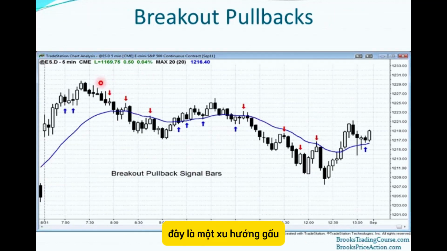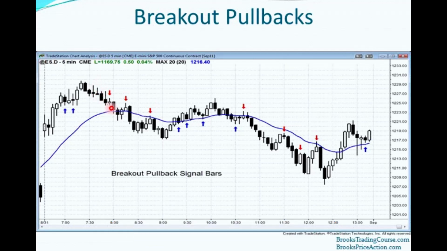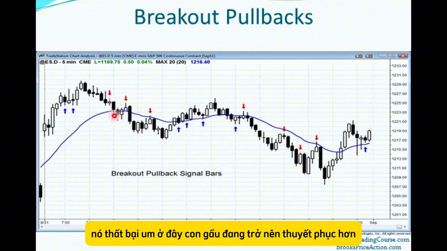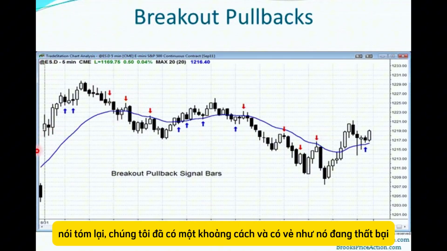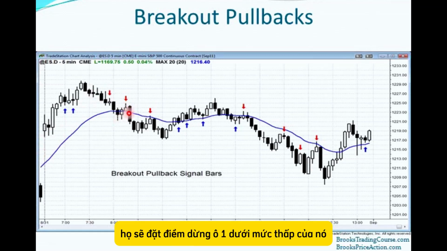Here's a bear trend, and lots of attempts to make the trend fail. We are down for 6 bars and tried to reverse. Instead, it failed. Here the bear is becoming more convincing, probably always in short. We had a gap up, and it looks like it's failing. Traders will look to sell. Here's a pullback. They'll place a sell stop 1 tick below its low.